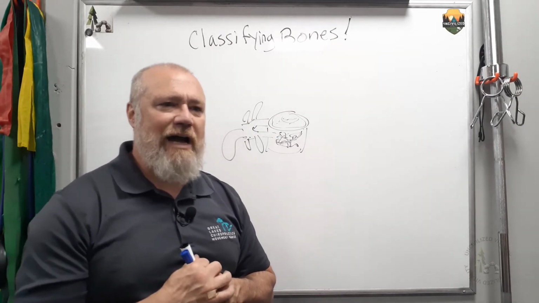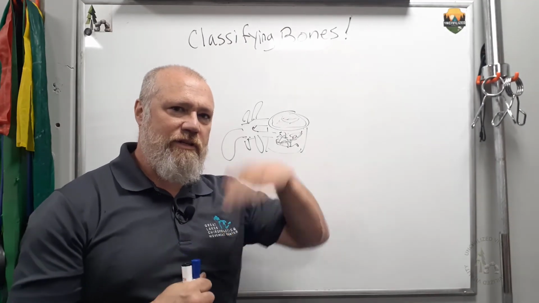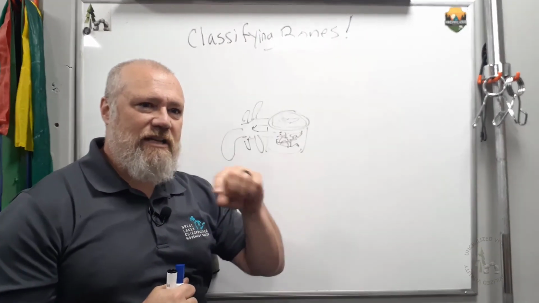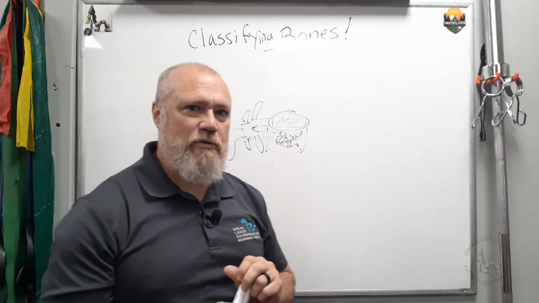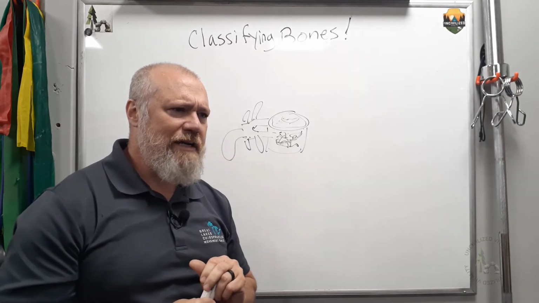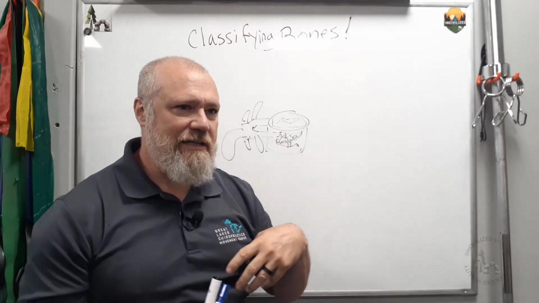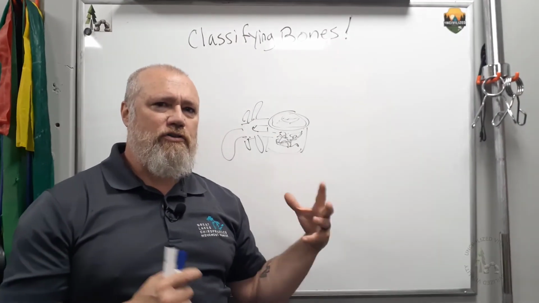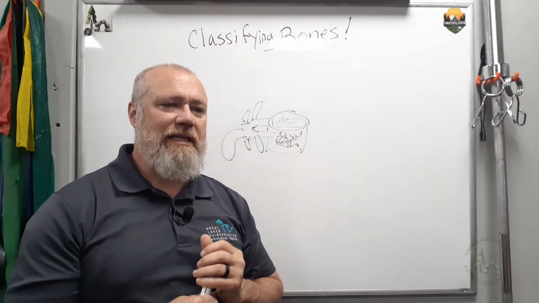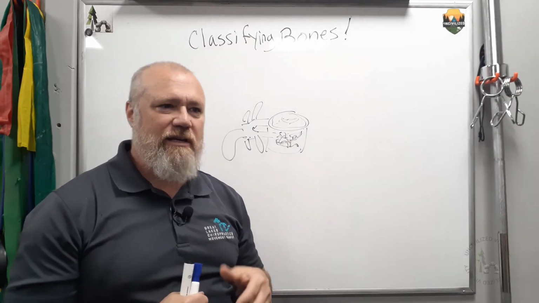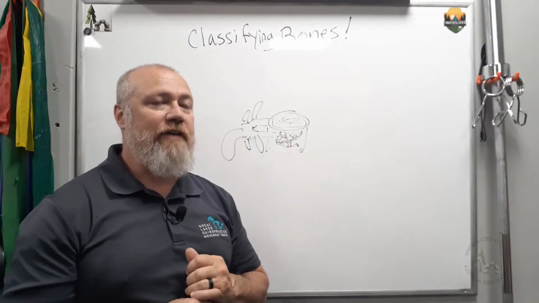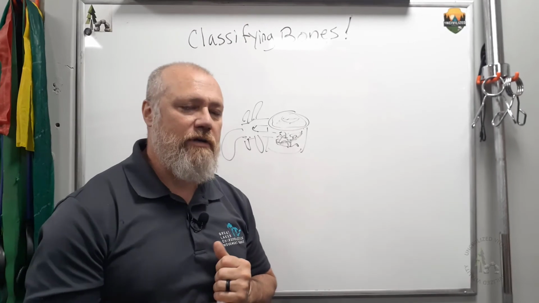So you can go back through now and give yourself a chance to go over the entire skeleton and classify all the 206 bones you've learned. You're going to find more of the irregular and flat bones in the axial skeleton, and more of the long and short bones in the appendicular skeleton. It's not a hard and fast rule, but it's a general guideline.